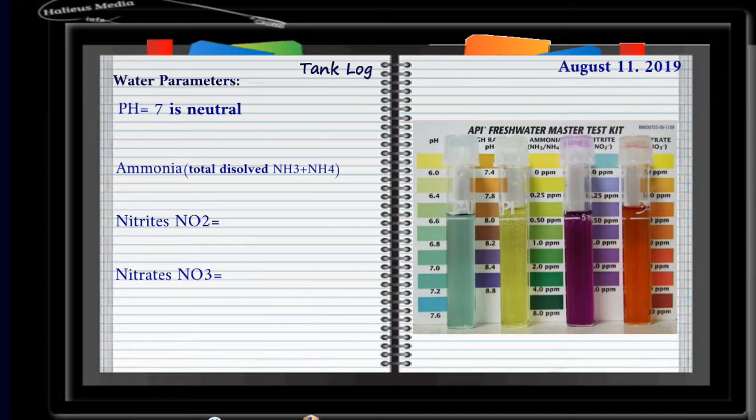So our pH is just below neutral, coming in at 6.8. The total dissolved ammonia, both NH3 and NH4, is coming in at roughly 25 parts per million. The nitrites, or the NO2, are coming in way at the end of the scale at 5 parts per million, and the nitrates, or NO3, are coming in just above the end of the scale at between 40 and 80 parts per million. I'm going to call it 60 parts per million.